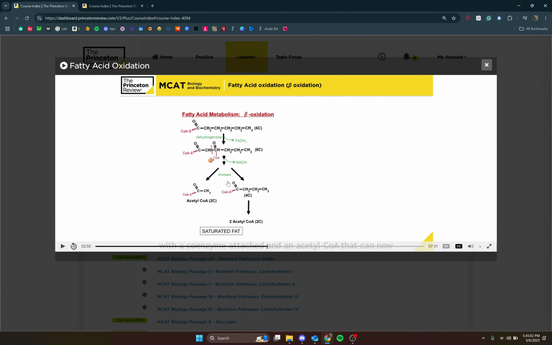acetyl CoA, H3C, that can now go into the Krebs cycle. So we've got a couple of steps here in this thiolase, which is going to attach to coenzyme A and break the molecule in half.